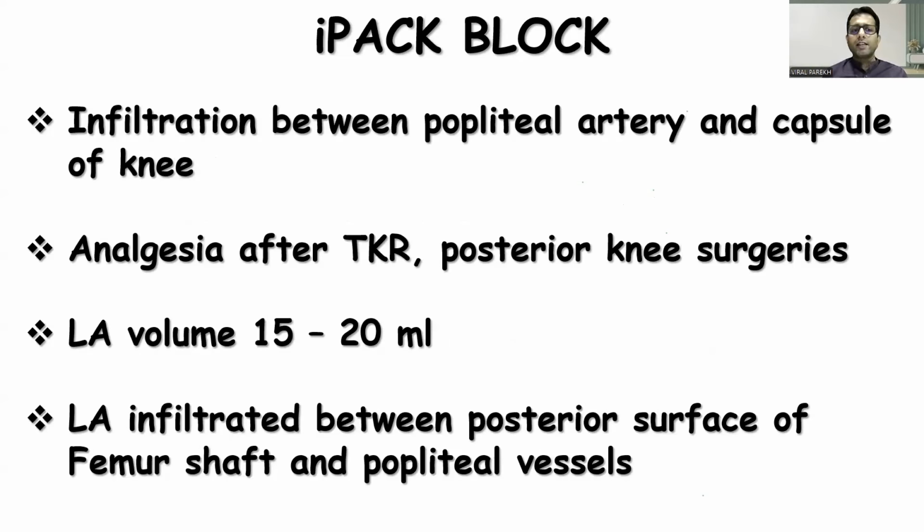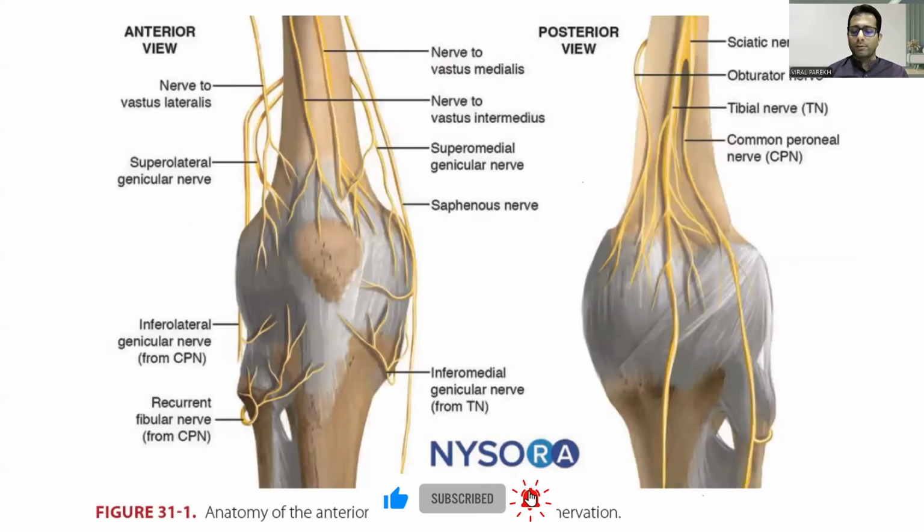Coming to the next, the iPACK, which is the infiltration between the popliteal artery and the capsule of the knee. It is mainly used for analgesia after TKR or posterior knee surgeries. Local anesthetic volume is around 15 to 20 ml, and it is infiltrated between the posterior surface of the shaft of femur and the popliteal vessel.